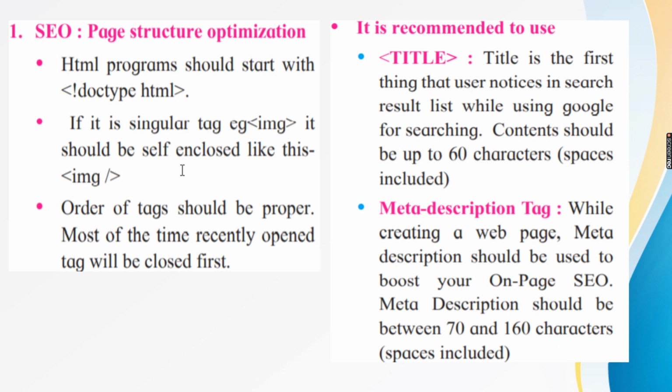What is the suggested length of the title? Content should be up to 60 characters including spaces. Then the meta tag. As you know, the title tag and meta tag are always enclosed in the header section of the web page. Now, what is said about the meta tag? While creating a web page, the meta description should be used to boost your on-page SEO. The meta description should be in between 70 and 160 characters including spaces.